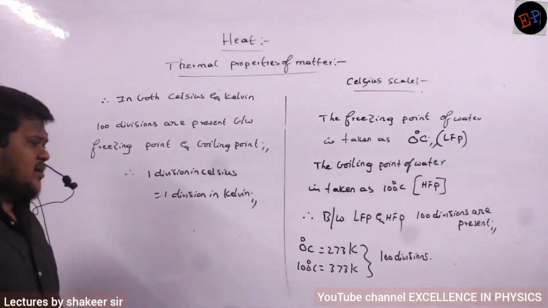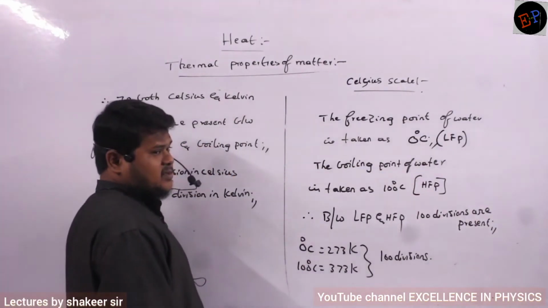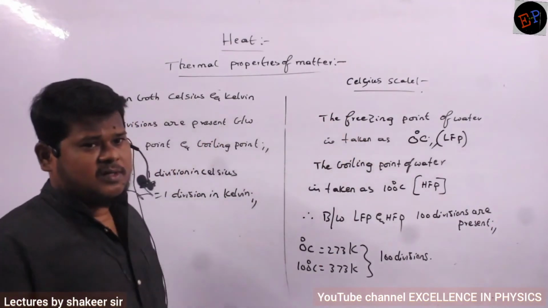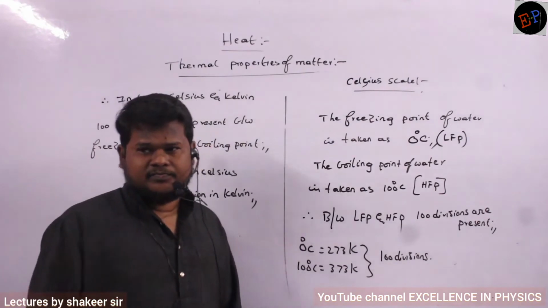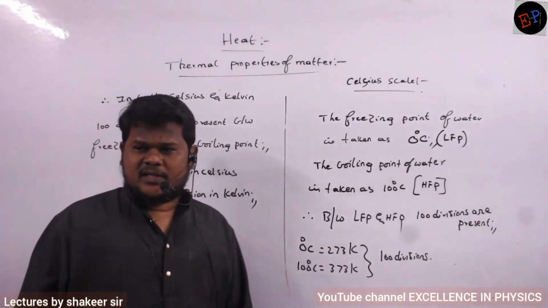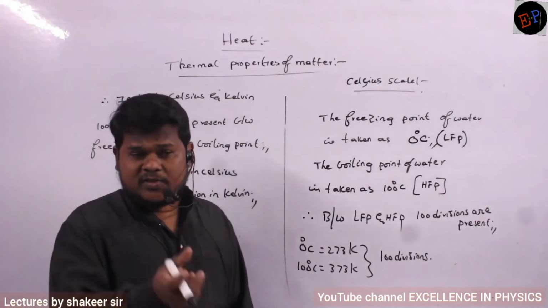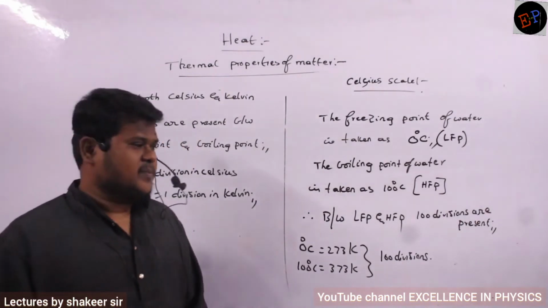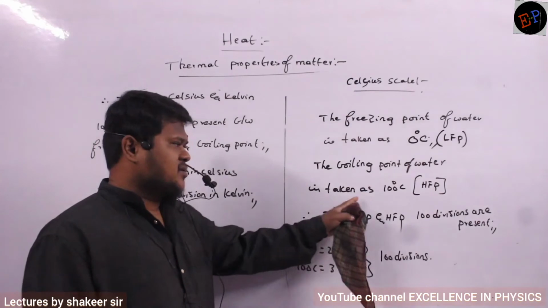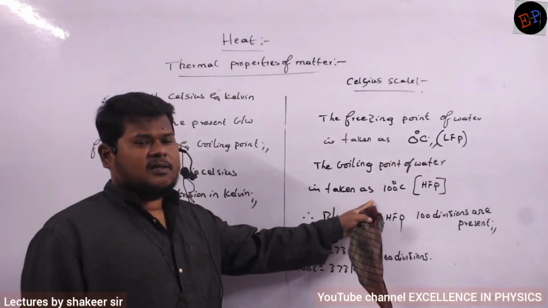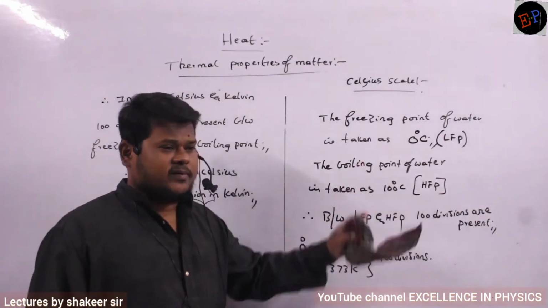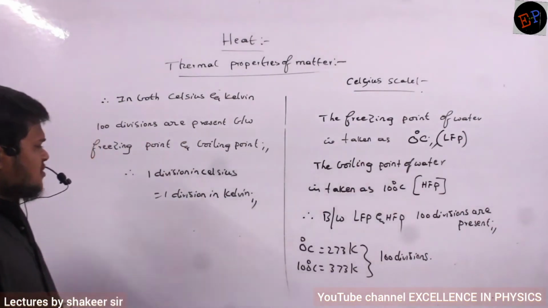So the starting point of Celsius is taken as which temperature? It is taken as that temperature where water converts into ice, which is called the freezing point. That is taken as 0. But in the Kelvin scale, which one is taken as 0? The lowest possible temperature is taken as 0 in the Kelvin scale. Understood, no? And here, which is the higher fixed point taken in the Celsius scale? That temperature where water converts into steam. That temperature is taken as 100. Understood, no? So that is the difference.